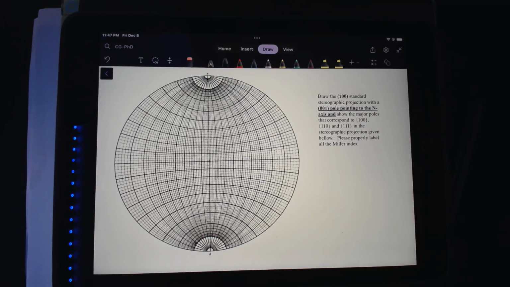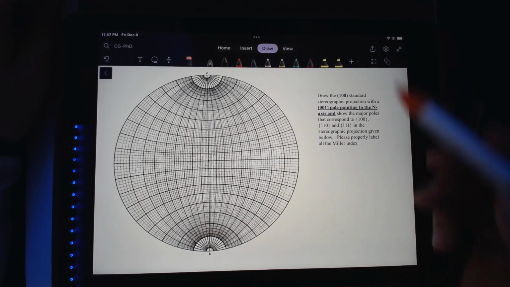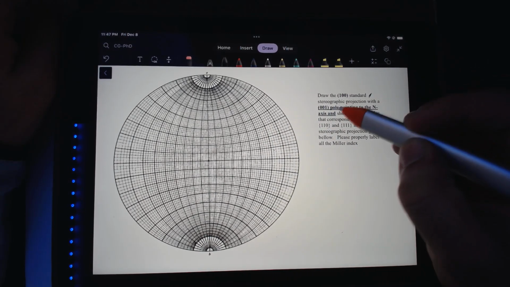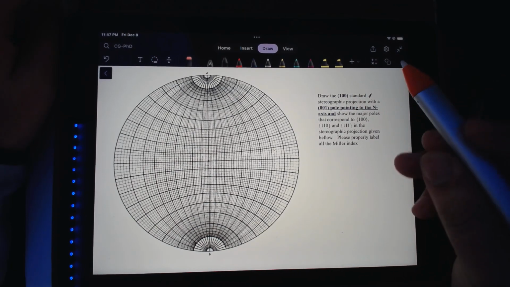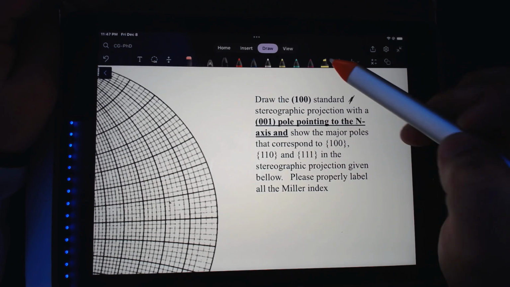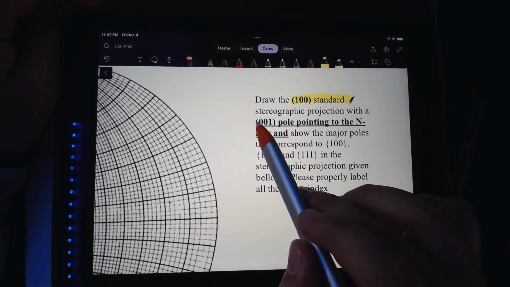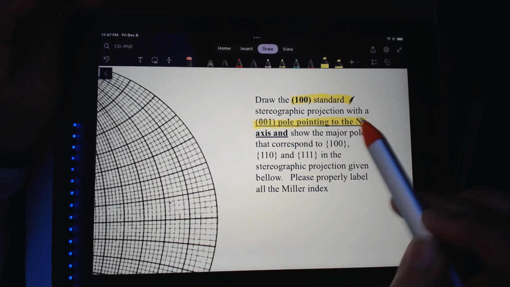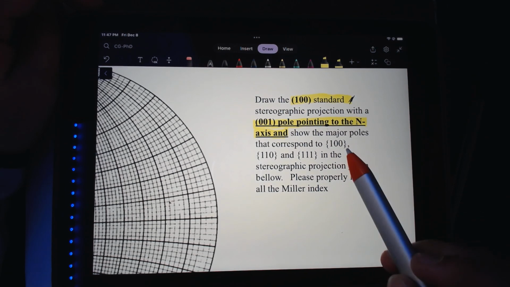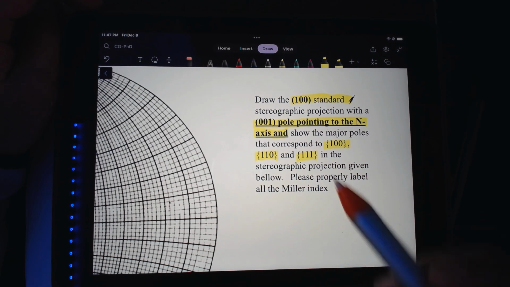Alright, so we're going to do a quick practice problem which involves drawing the 100 stereographic projection with a certain other pole that is provided to you. The key thing to note here is the 100 standard projection that you have to draw, and then also the other pole that is given to you, which is 001, which is pointed to the north axis. Further, it also asks you to draw all the major poles that correspond to these families.